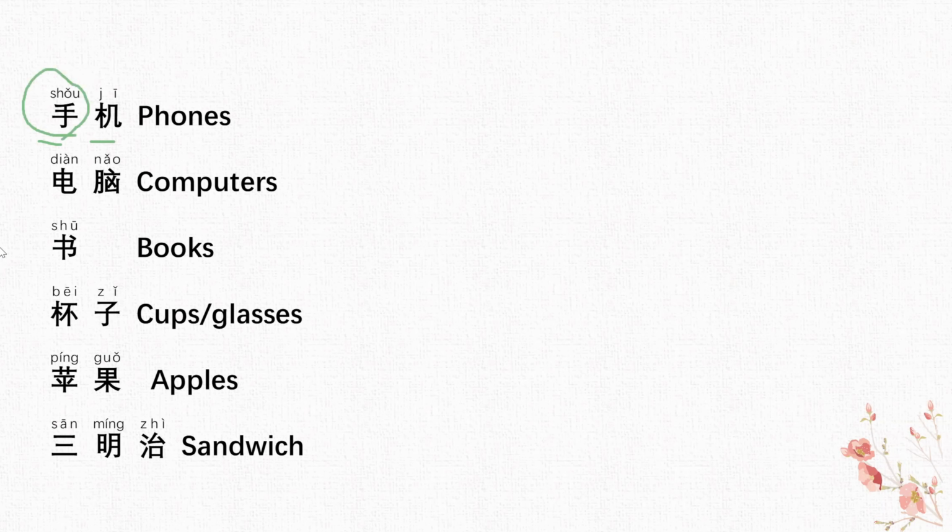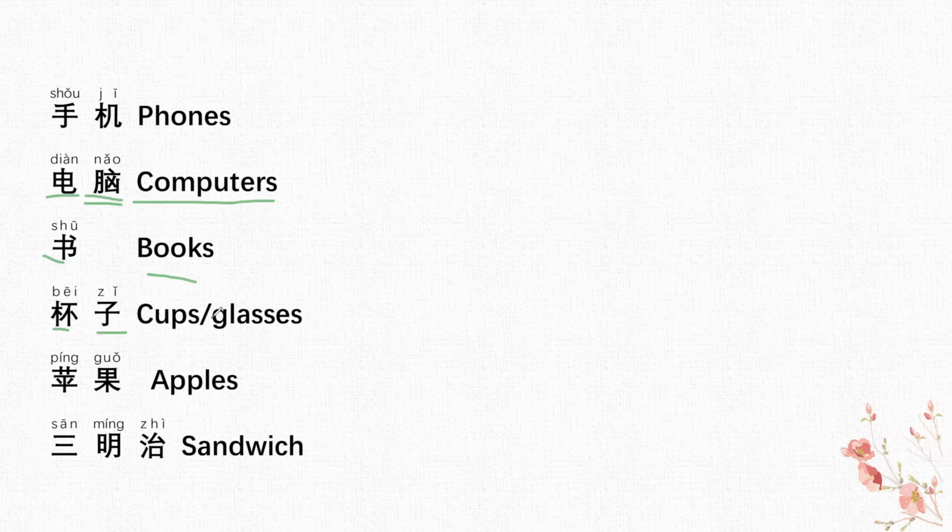Wash your hands, that hands. 机 means a little machine. So a machine on your hands nowadays definitely will be your phone, right? 电 means electricity. 脑 means the brain, the brain inside your head. Electricity brain help you remember everything. That is computer. 书 simple books.